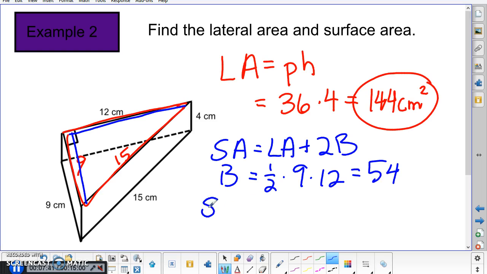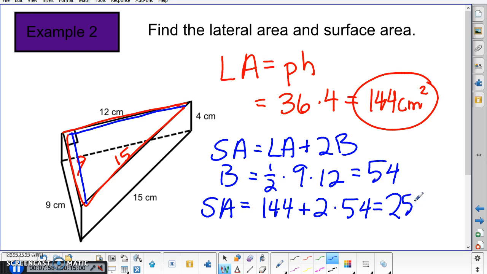So now let's put it in. Surface area equals 144 plus 2 times 54. And we get 252 centimeters squared.